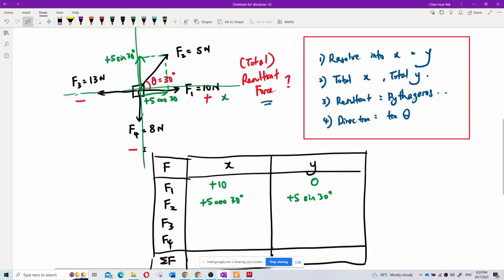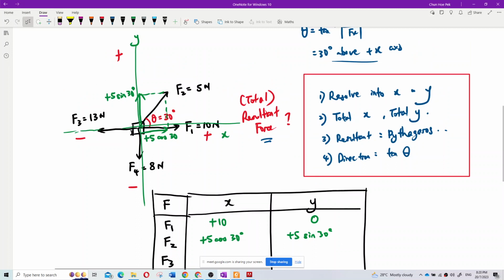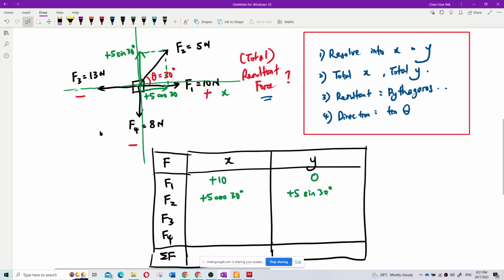How about F3? F3 is going to the left. Going to the left is negative. It only has an x component, it doesn't have a y component, so the y component is 0. So for F3 you need to put the negative sign. Negative means the direction to the left. Negative 13, and the y component is 0 because there is no y component. The vector falls on the x component only.